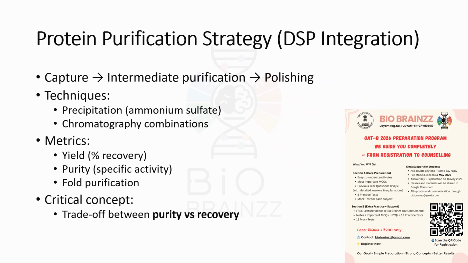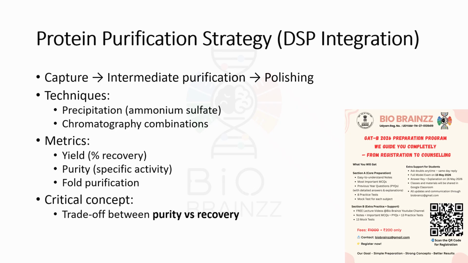Protein purification is a multi-step process designed to isolate the target protein while maintaining high purity and yield. It typically involves three stages: capture, intermediate purification, and polishing. Each stage progressively removes impurities and enhances the quality of the final product, ensuring it meets industrial and regulatory standards. Various techniques such as ammonium sulfate precipitation and multiple chromatographic steps are employed during purification.